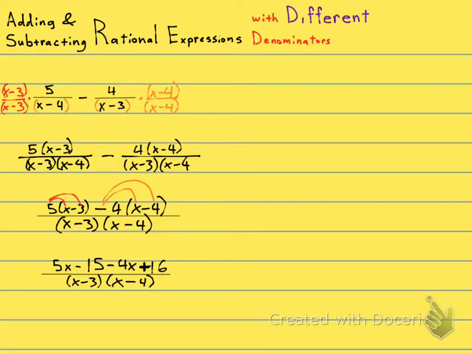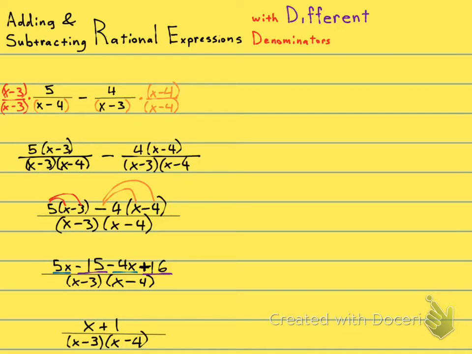Combine my like terms in the numerator. I see that 5x minus 4x is going to give me 1x. And I see that negative 15 plus 16 is going to give me plus 1. All over my denominator of x minus 4. I make that x minus 3 times x minus 4. Don't want to switch it up for no reason.